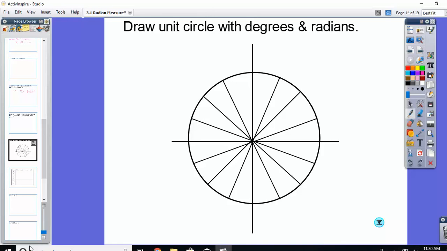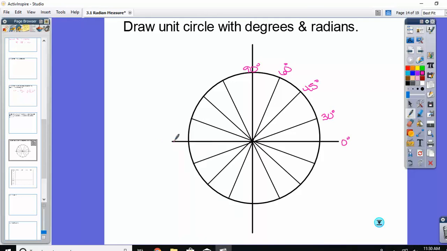Okay, we're working on the bottom part right now. We're going to talk about this circle. So the very first thing we are going to put on this circle is our degree measures. And these are actually all the common degree measures that we've talked about. So if you think about our hand trick, we started with 0, and then we did 30, 45, 60, and 90. Make sure you're putting degree symbols in all this.